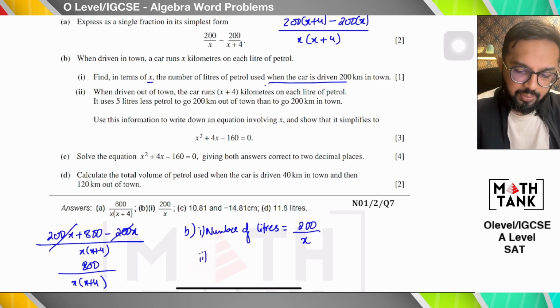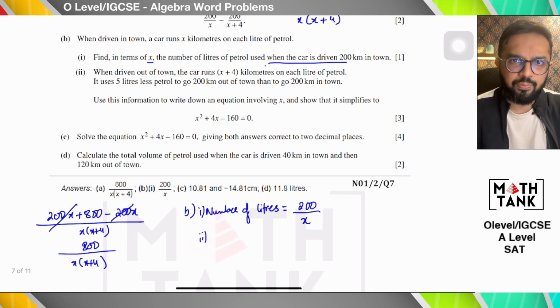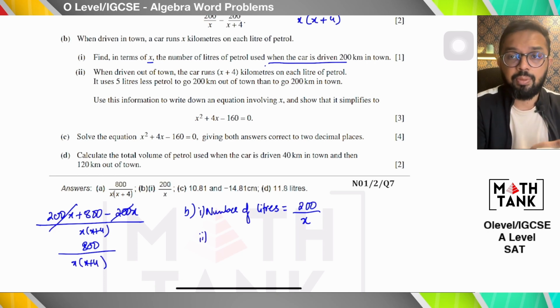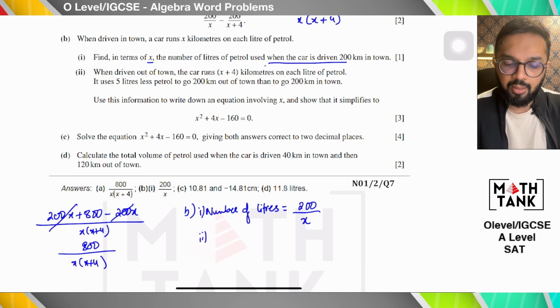When driven out of town, the car runs x plus 4 kilometers, so it runs better. That is true for cars generally as well. When you are driving at a steady speed and you are outside on better roads, the car has better fuel average. In this case, it also has better fuel average. It's running x plus 4 kilometers. For example, if I said 8 before, it's now running 12 kilometers on each liter of petrol.